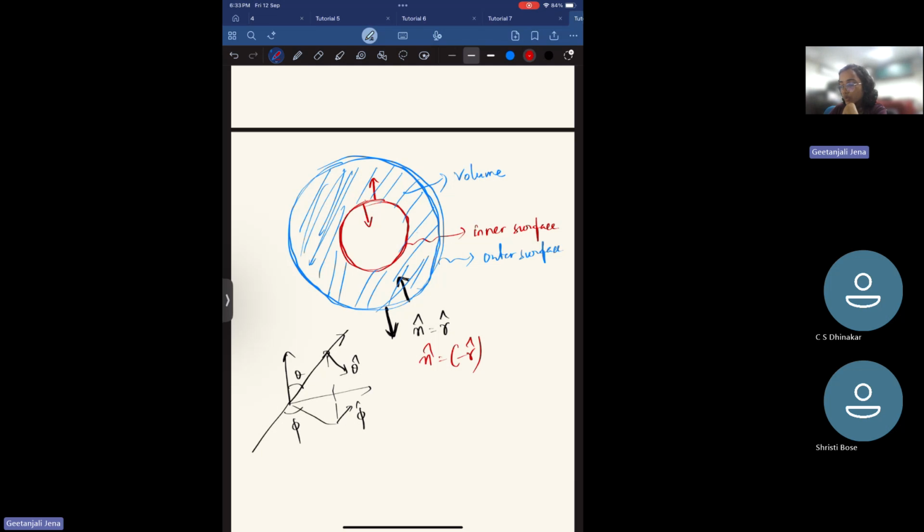Why is that so? It's quite related to the field produced by this surface charge. One reason is that by definition we are treating the normal vector like this, and the other physical reason is A dot n cap.